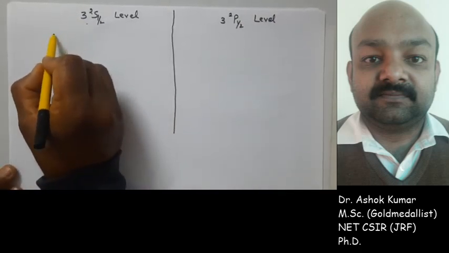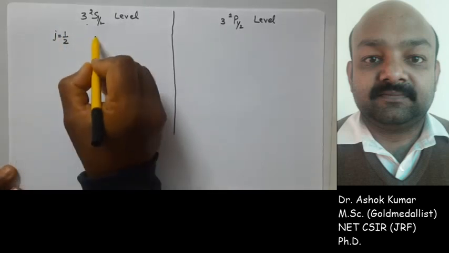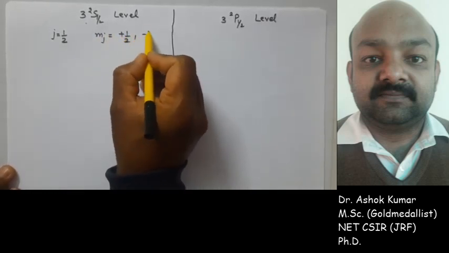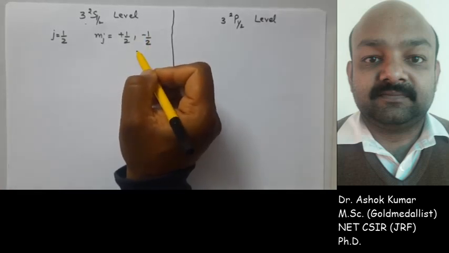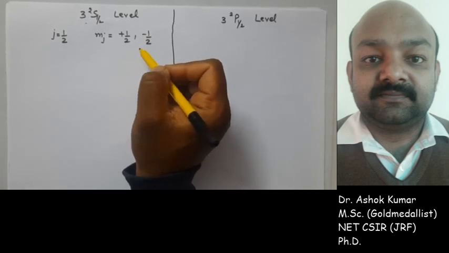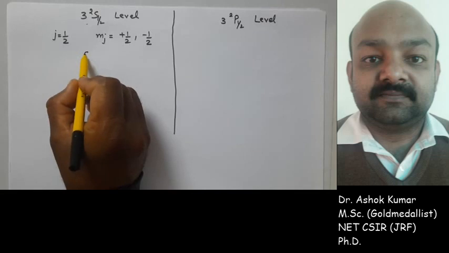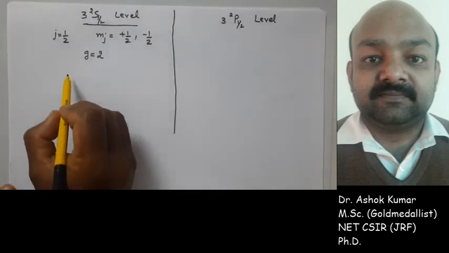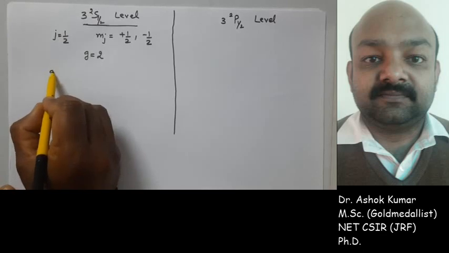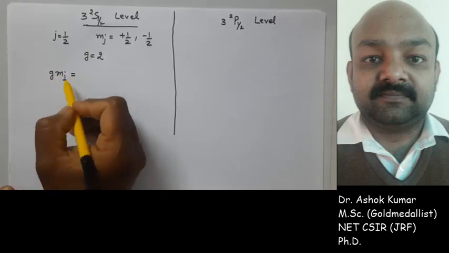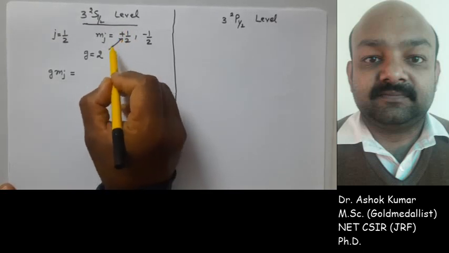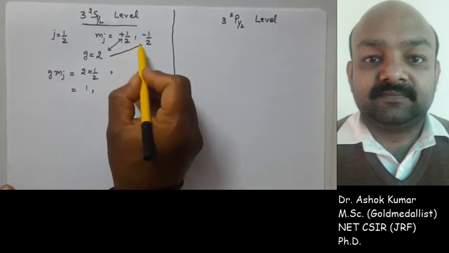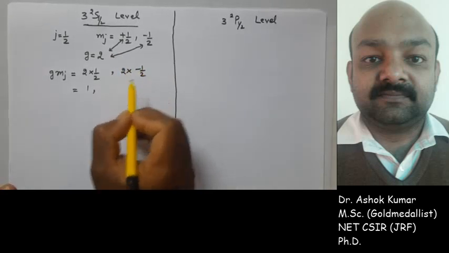For this level, as we know, j is equal to 1/2. So the mj values are plus 1/2 and minus 1/2. We have now calculated the value of g for this energy level, equal to 2. So we get two values of gmj. For this combination, it is 2 into 1/2, which is 1. For this combination, 2 into minus 1/2, which is minus 1.